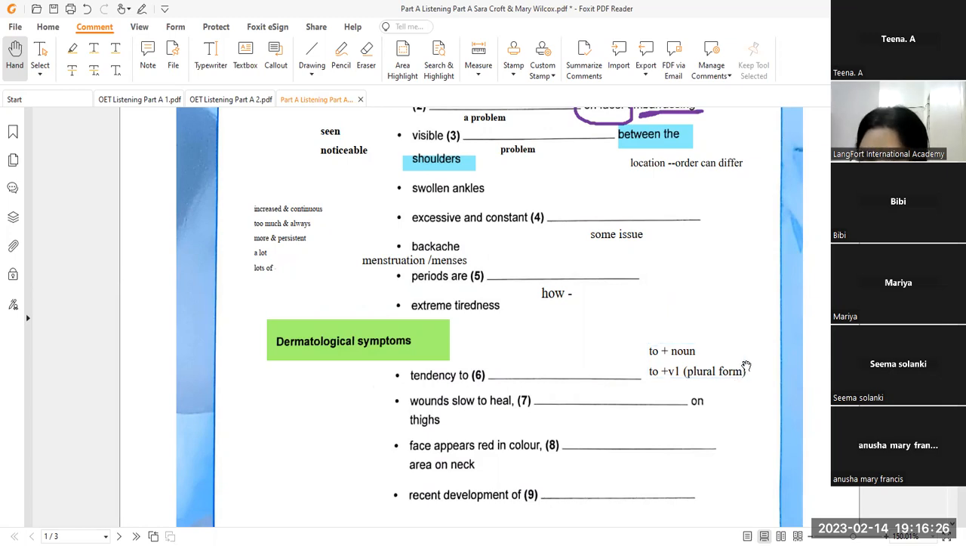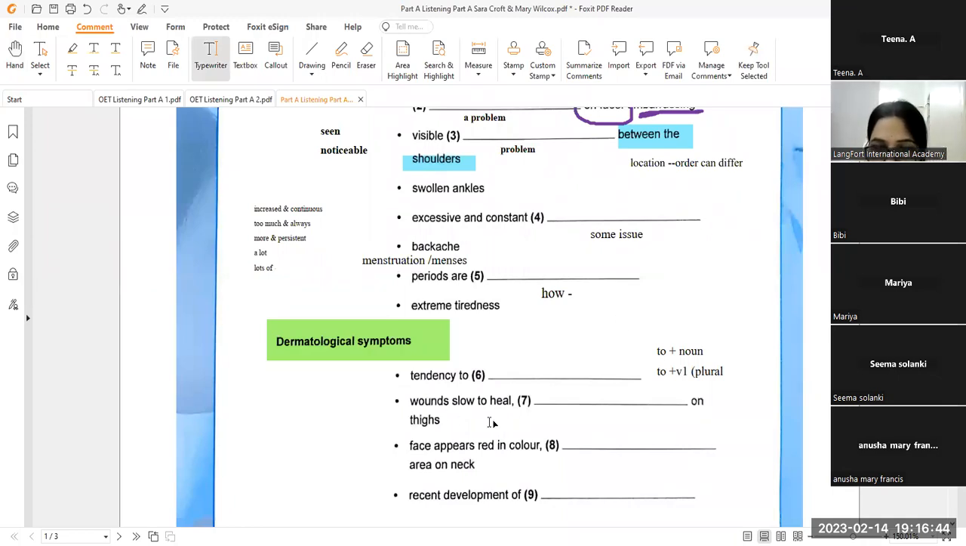So without the s, you can get. Whenever you get a preposition "to" in a gap fill, you can expect the word to be a verb in V1 plural form, or it can be a noun. So, tendency to. What are we talking about here, Rajan? Tendency to. After "to", what type of word?